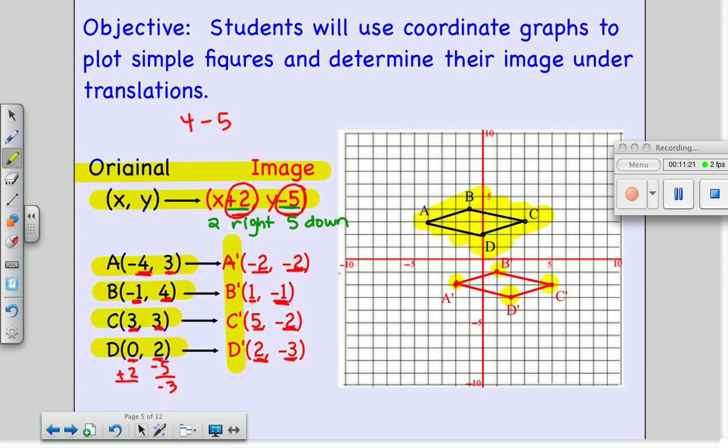So let's just see, 2 to the right, 5 down. Let's start with, I'll just trace this. So letter A, 2 to the right, 1, 2, 5 down. 1, 2, 3, 4, 5. Yep, there's A.